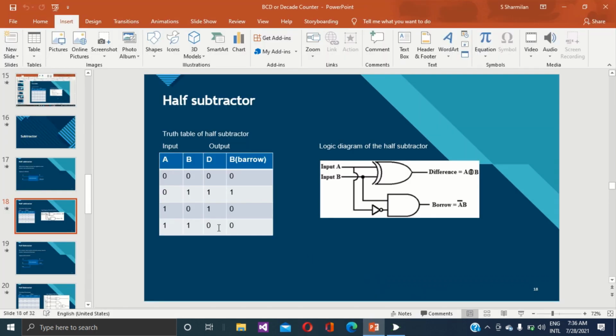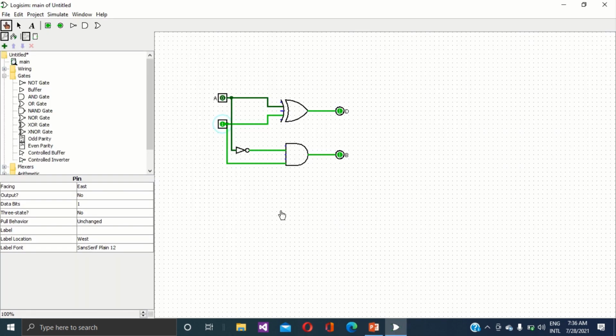Next one, A equal 1, B equal 0. Now I am going to change A equal 1, B equal 0. Here see my output D equal 1, B equal 0. Borrow, I don't have any borrow.